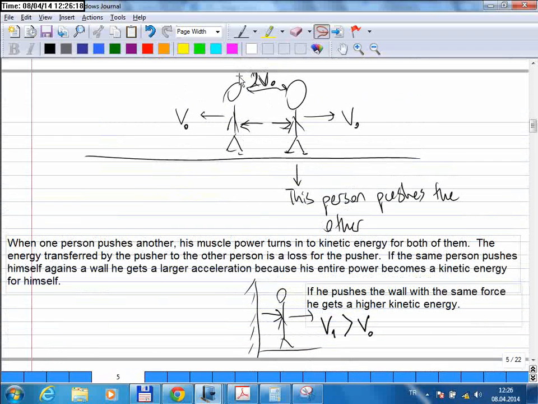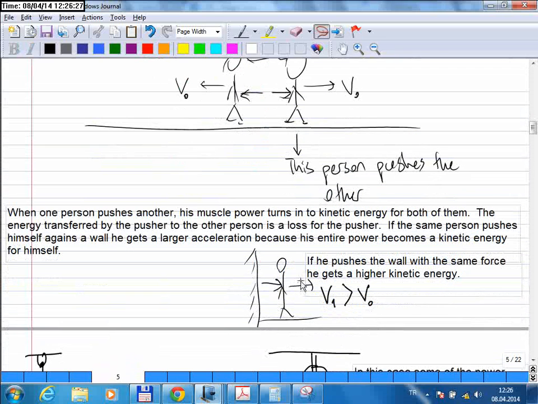So instead of pushing against another person who's free to move, if he could apply the same amount of push against the wall, with the same effort, he would gain a larger velocity, right? So this is obvious, right? Can you follow? So this is really important to understand because this is the source of efficiency, engine efficiency.